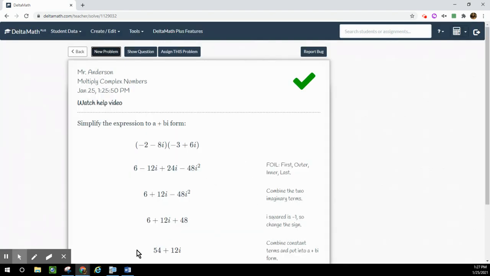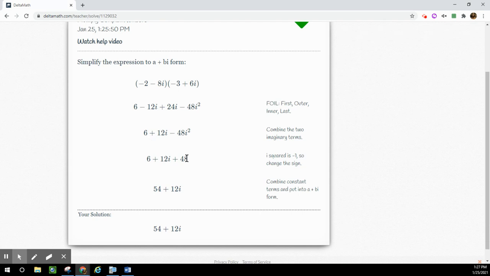But we know that you're going to have to do some of this by hand as well. So be ready to do this with these exact steps without a calculator when called to. So with or without a calculator, you should be good to go. Negative 2 times negative 3 is 6. Negative 2 times 6i, negative 12i. Negative 8i times negative 3 is positive 24i. Negative 8i times 6i is negative 48i squared. We replace i squared with negative 1 and then combine those real parts, and that's how we got to our final answer.